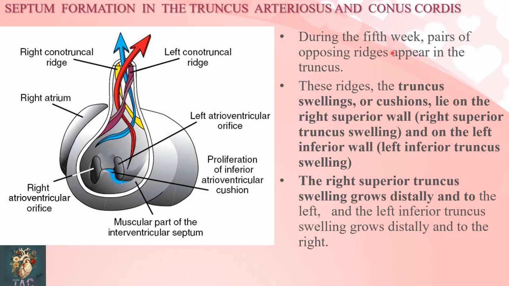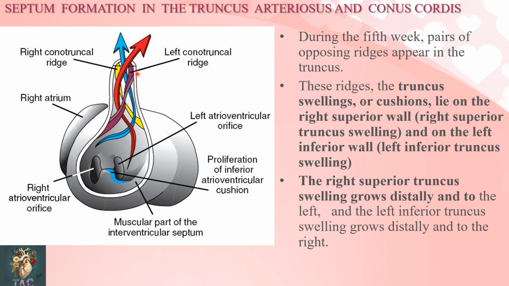During the 5th week of development, pairs of opposing ridges appear in the truncus. Here you can see this yellow ridge is called the right conotruncal ridge, or right truncus swelling, that appears on the right superior wall. This is also called the right superior truncus swelling. Another swelling appears on the left side, called the left inferior swelling. The right superior swelling grows downwards and towards the left, and the left inferior swelling grows downwards and towards the right.